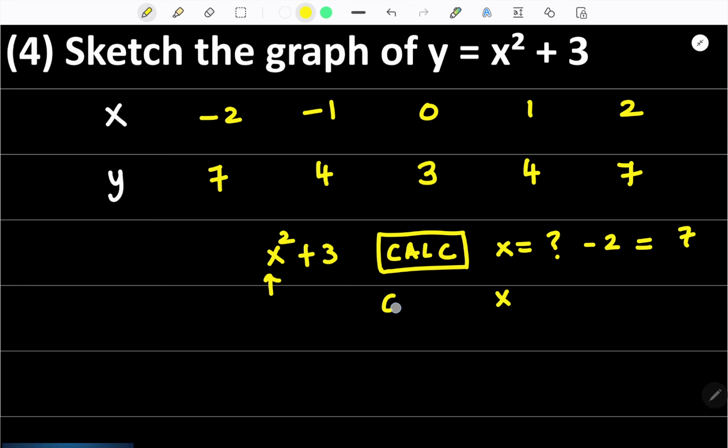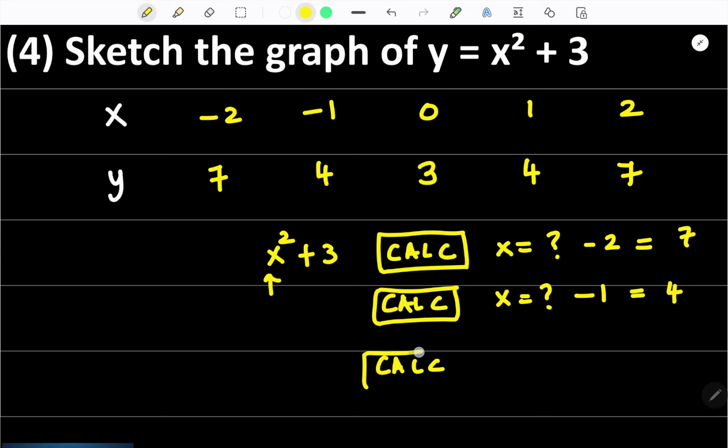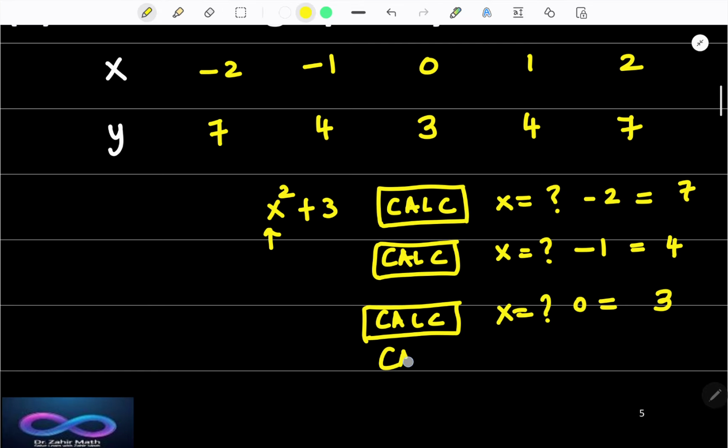Then again press CALC, okay? And then press x equals? You give -1, you will get 4, press equal. Again press CALC and then x is equal to what? 0. That is x?, and then you put 0 and press equal. You will get 3.